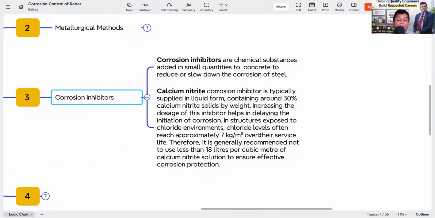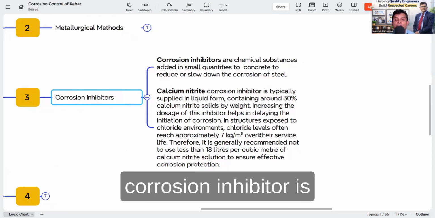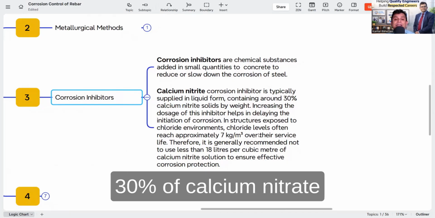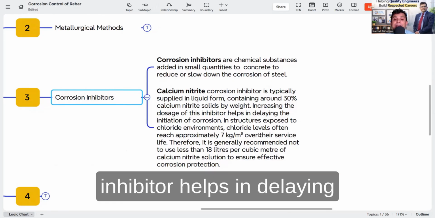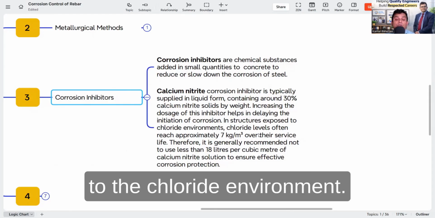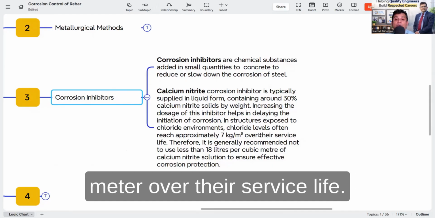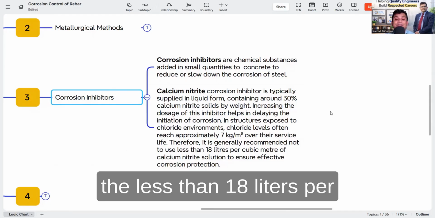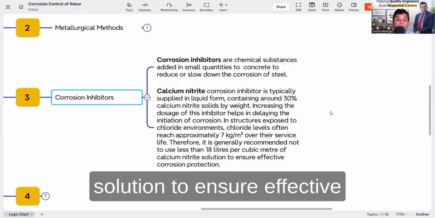How does it work? The most common concrete inhibitor is calcium nitrate. Calcium nitrate corrosion inhibitor is typically supplied in liquid form containing around 30% calcium nitrate solids by weight. Increasing the dose of this inhibitor helps in delaying the initiation of corrosion. In structures exposed to a chloride environment, chloride levels often reach approximately 7 kg per cubic meter over their service life. Therefore, it is generally recommended to use not less than 18 liters per cubic meter of calcium nitrate solution to ensure effective corrosion protection.